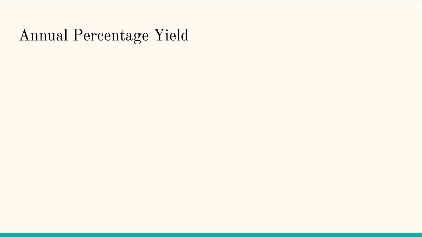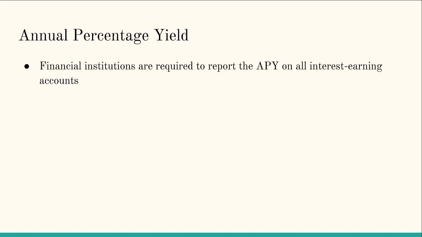In this video, we're going to talk about annual percentage yield and also some different types of saving and banking options and types of accounts that you could consider opening. Annual percentage yield is basically a metric that financial institutions are required to report on all interest earning accounts. The APY, as it's called, is a metric for how much you will earn in interest if you put your money into that particular account.